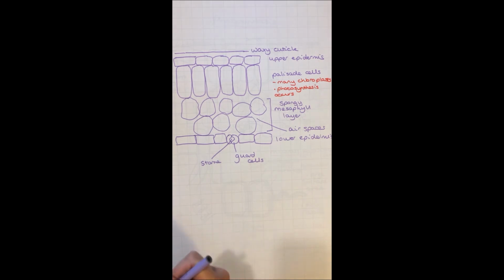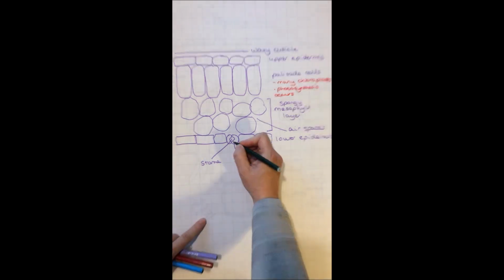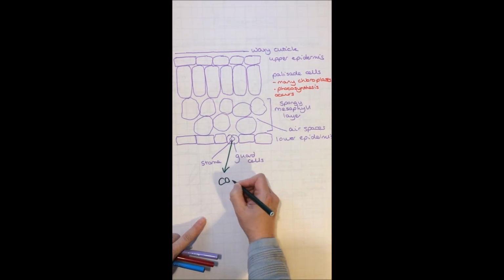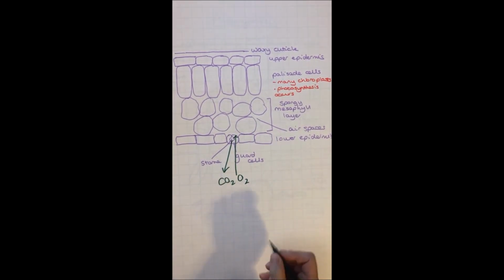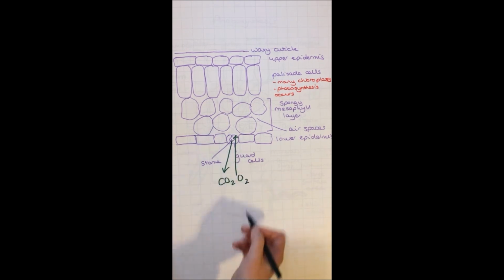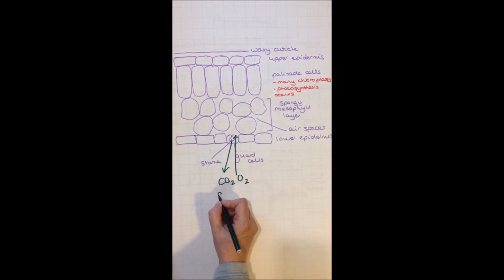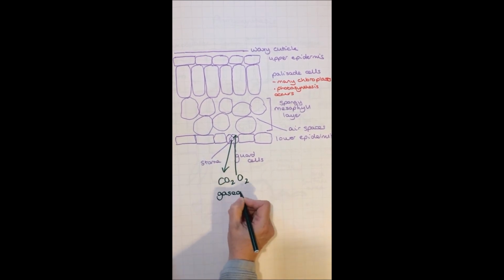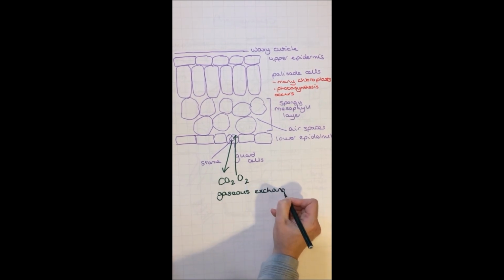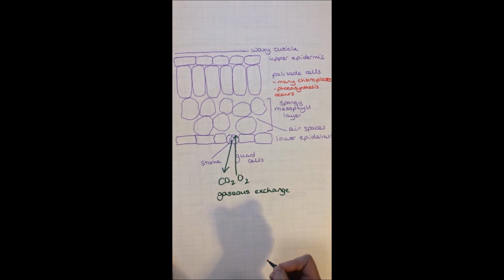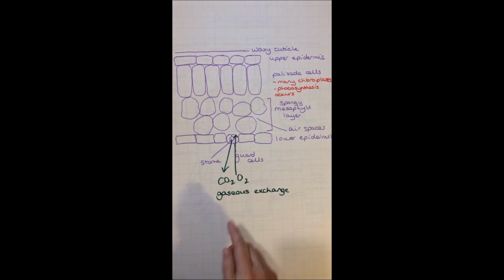Now, the fact that we've got gases moving in and out, so we have carbon dioxide coming in primarily, and we have oxygen moving out. Because we are moving gases in opposing ways, we call this gaseous exchange. Gaseous exchange occurs in loads and loads of different places. The other place is the alveolus in the lungs, for instance, but here through the stoma, in between the guard cells, we have gaseous exchange of carbon dioxide and of oxygen.